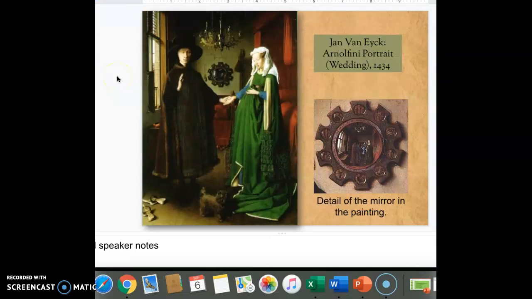This is Van Eyck's famous painting titled Arnolfini and His Wife. As you can see in this painting, the two are having a wedding ceremony. You might be able to tell with this close-up image of the mirror that there is someone officiating the wedding.